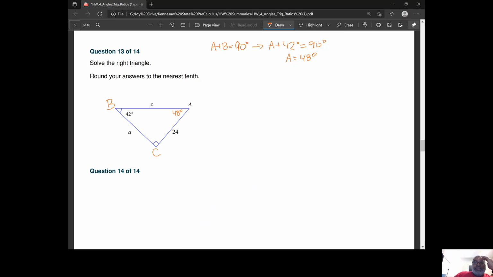We can make it easy. The easiest way to do it is if we have our variable in the numerator. So from 48, I can do sine, cosine, tangent, or whatever, but I'm going to do tangent. Tangent of 48 degrees is equal to a over 24.